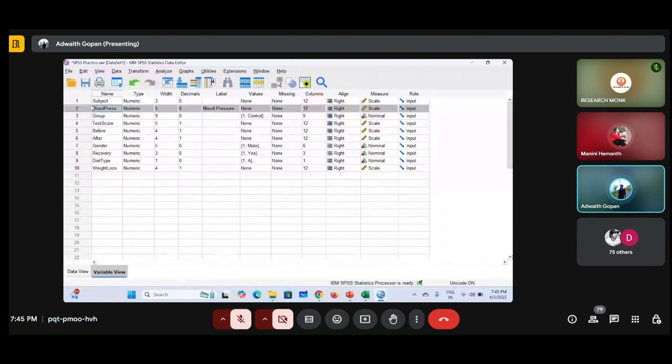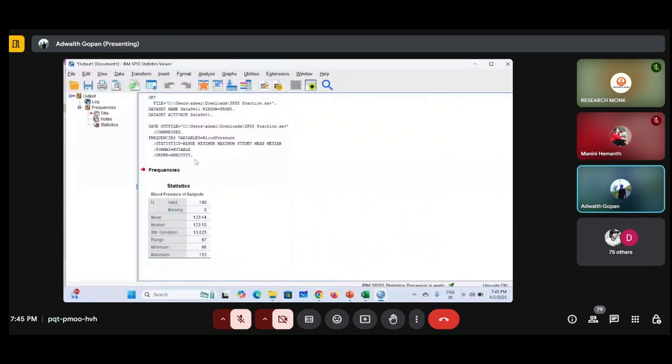I will take the variable blood pressure. Can you see the statistics here? Yes, sir. Here the mean is 123.44, and the standard deviation is 13.625. If you square the standard deviation, you will get the variance. If you square 13.625, you will get somewhere around 180.